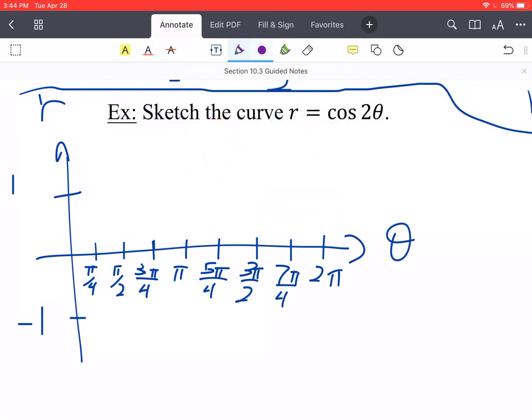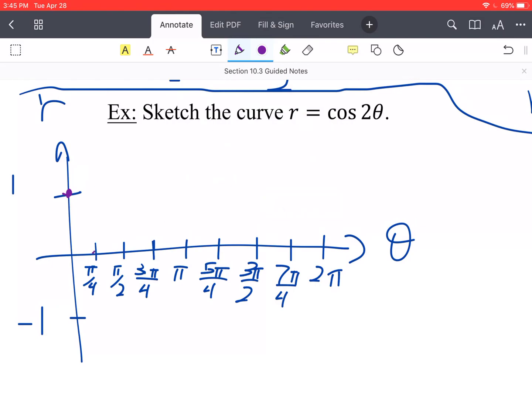So cosine values start off at 1 up here, and then it's going to go through the axis at pi over 4, or excuse me, at pi over 2. It's going to hit -1 at pi. Oh no, I apologize. I was right. I said it right the first time, because this one's growing twice as fast, right?